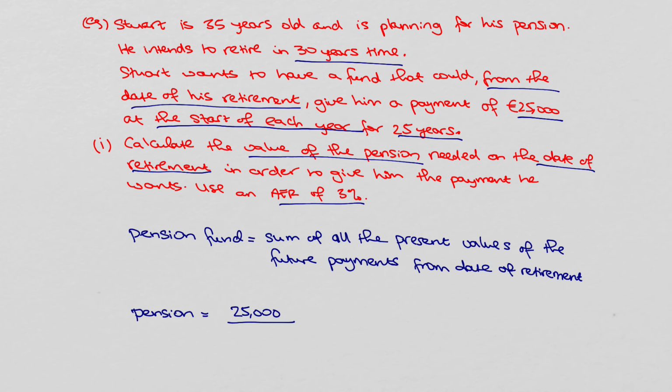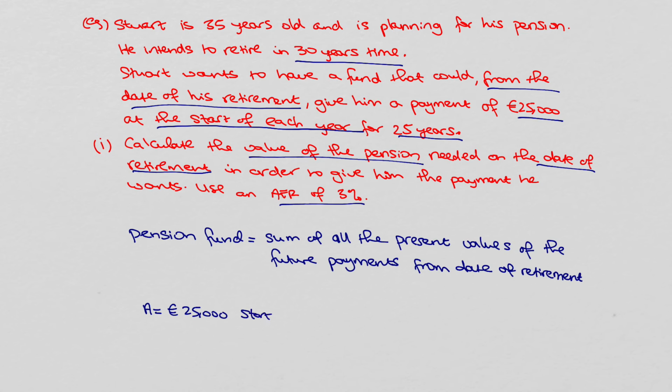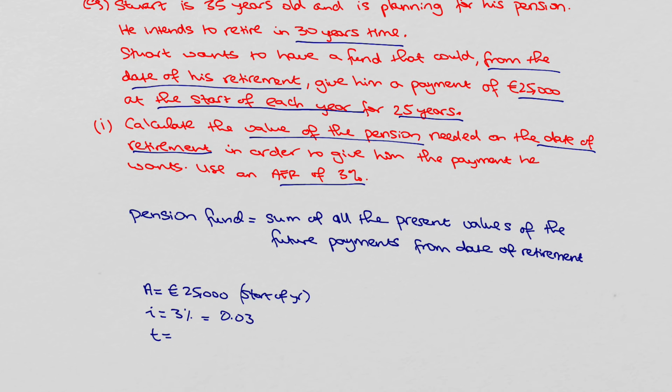Sorry, actually we should set that up first. So our AEOR matches our time, so it's our year, so we don't need to change the rate. So the amount that we're receiving is $25,000 at the start of each year. Okay, our interest rate is 3%, which is 0.03. And the time that it's compounded for is going to be 25 years.